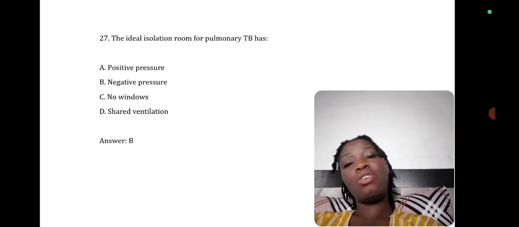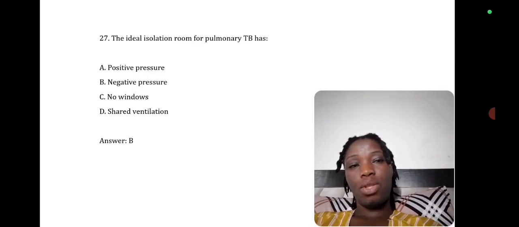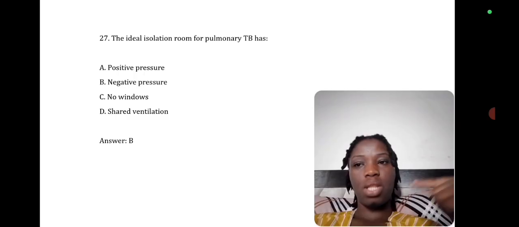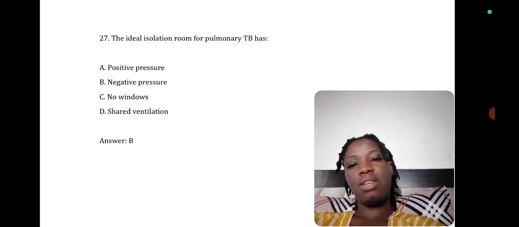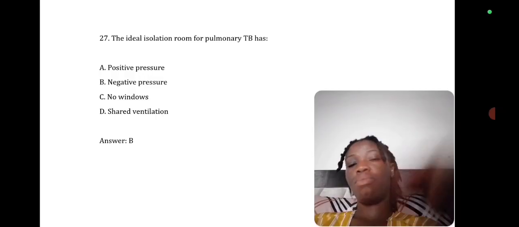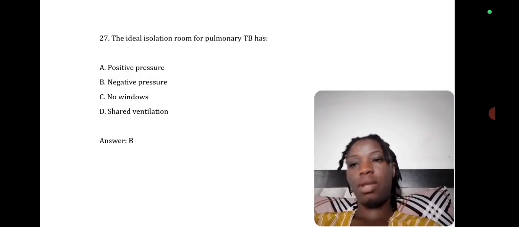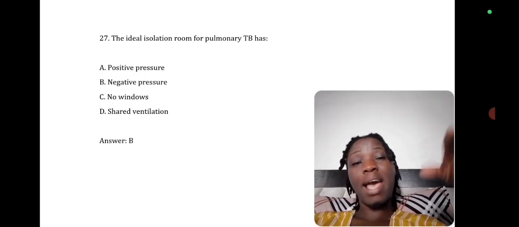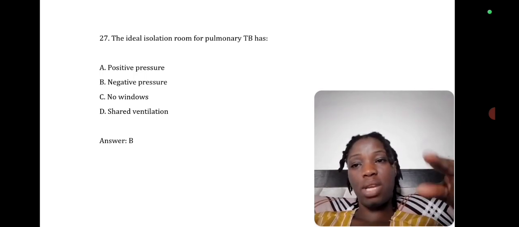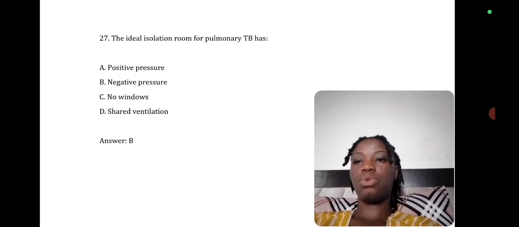Positive pressure: inside the room, the pressure is high. When you open the door, air from inside the room goes outside, but outside air cannot come in. So that's the difference between negative pressure and positive pressure. Negative pressure room, pressure inside is low; air inside cannot go out, but the one outside can come in. Positive pressure, pressure inside is high; air outside cannot come in, but the one inside can go out.